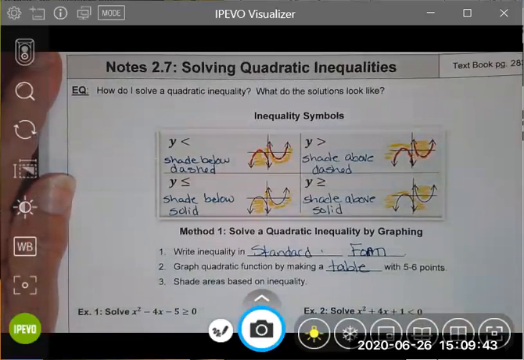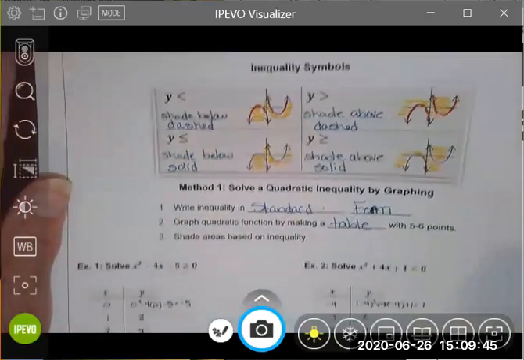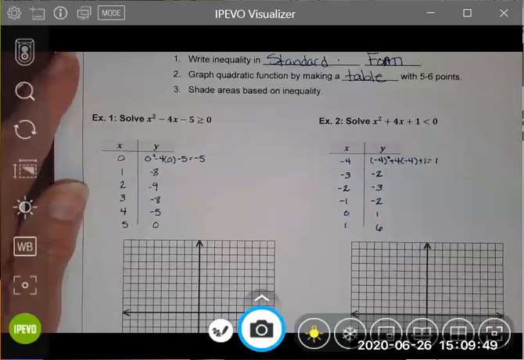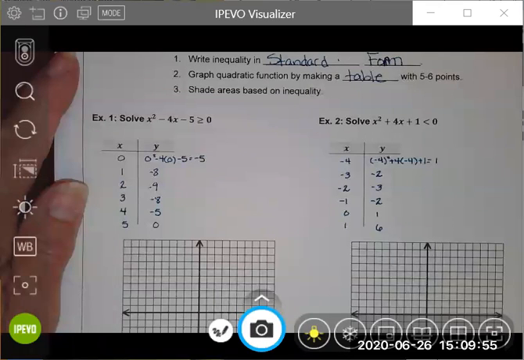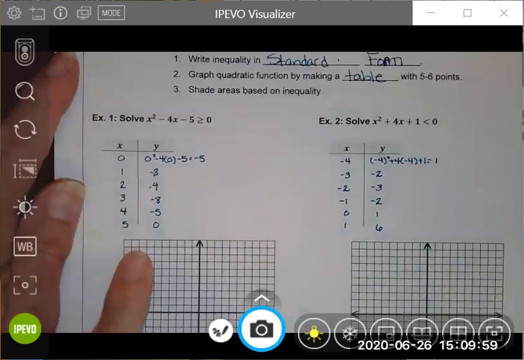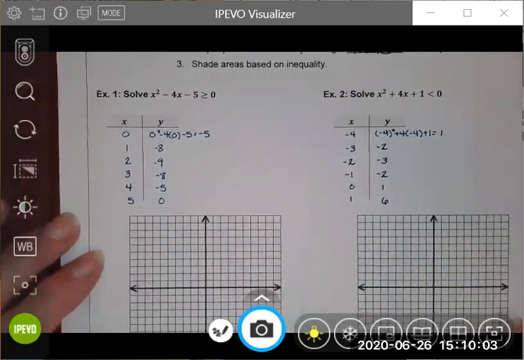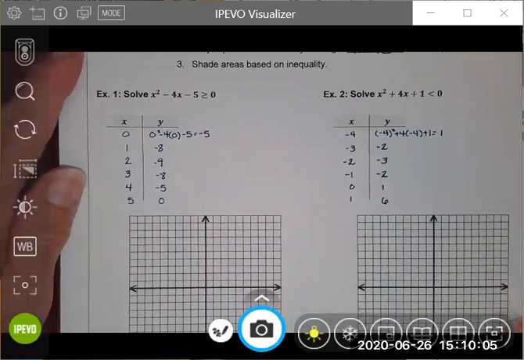All right, so let's look at some examples. I made a table, and I went ahead and did this for expediency, just so you don't have to sit here and watch me write down all these numbers.